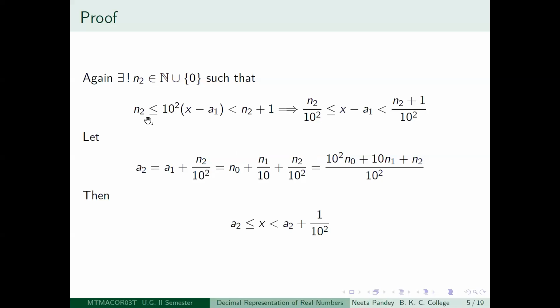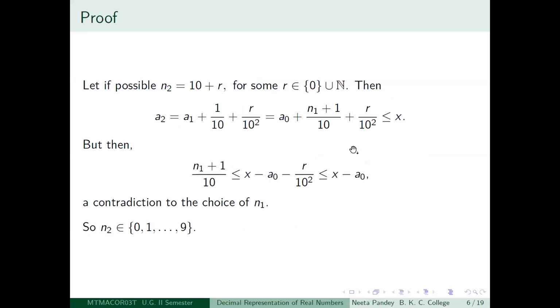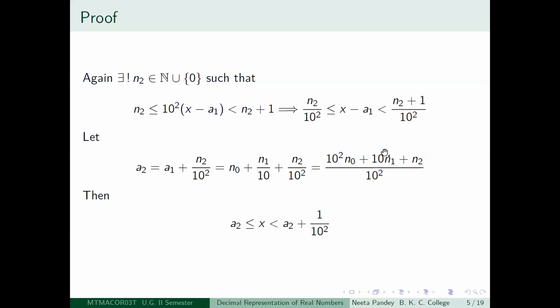So what is the meaning of that? That you are looking at the integral part of 10 squared times x minus a1. Now again, as before, you just divide this inequality by 10 squared. So you will get what? N2 divided by 10 squared is less than or equal to x minus a1 is less than n2 plus 1 divided by 10 squared. Okay. So what do we do now? We just give a name to a1 plus n2 divided by 10 squared. So let us call that a2.